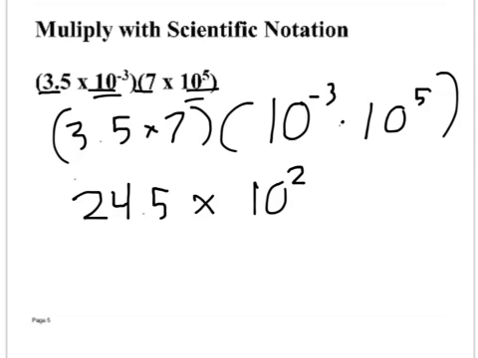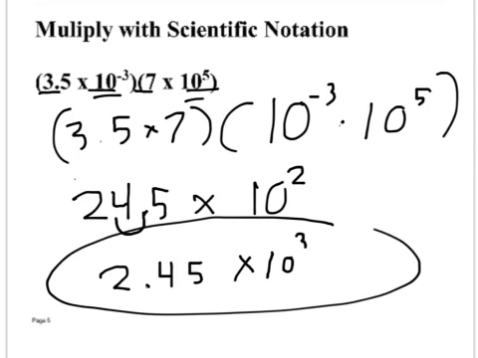Is this in scientific notation? No, it is not. This is 24.5 times 10 to the second power. Is that scientific notation? No. The decimal has to be behind the first number, right? So what I have to do is move this here, so I have to make it 2.45, which means I have to add 1 to my exponent. This is my actual answer.